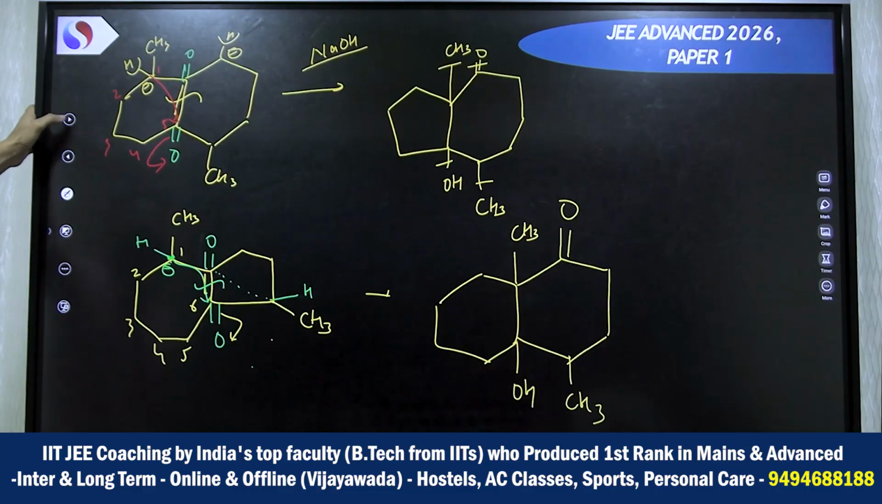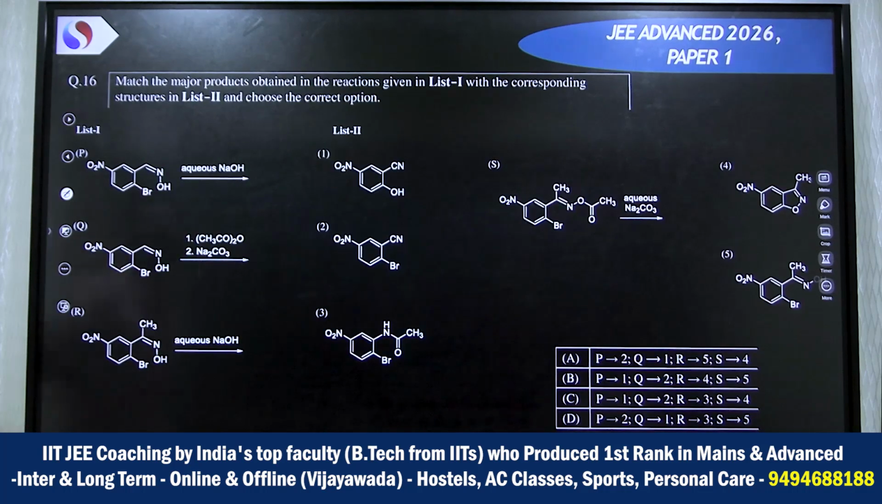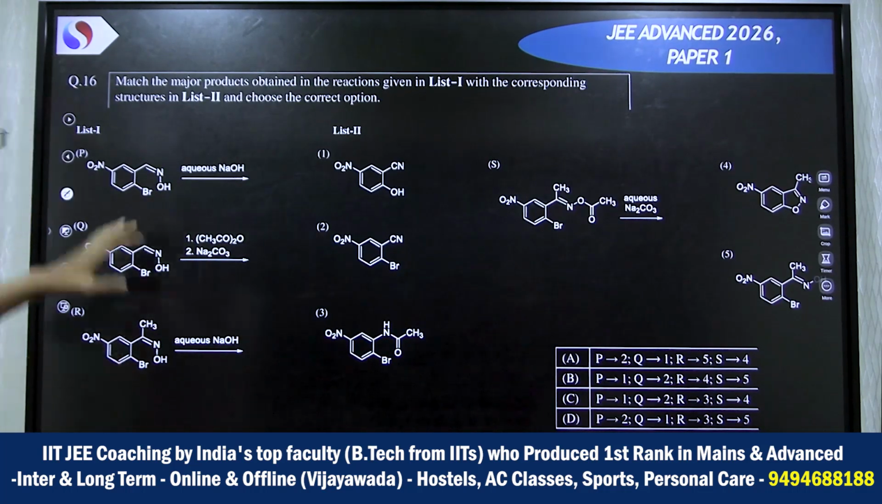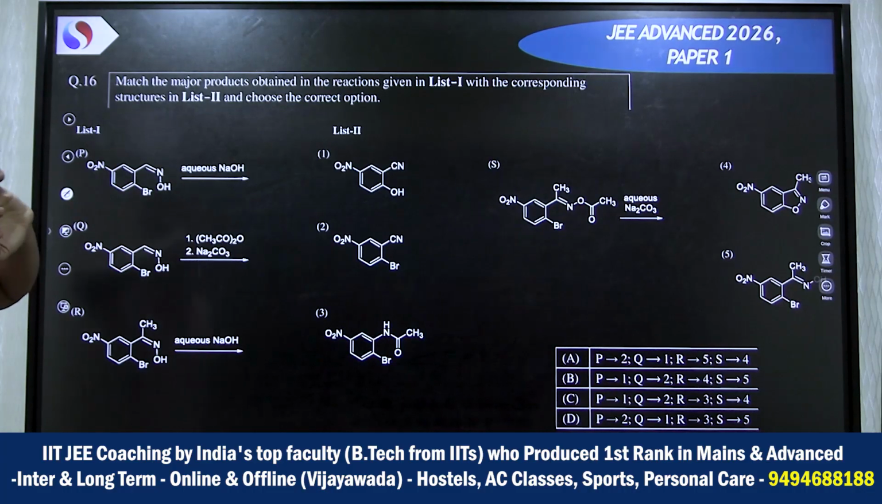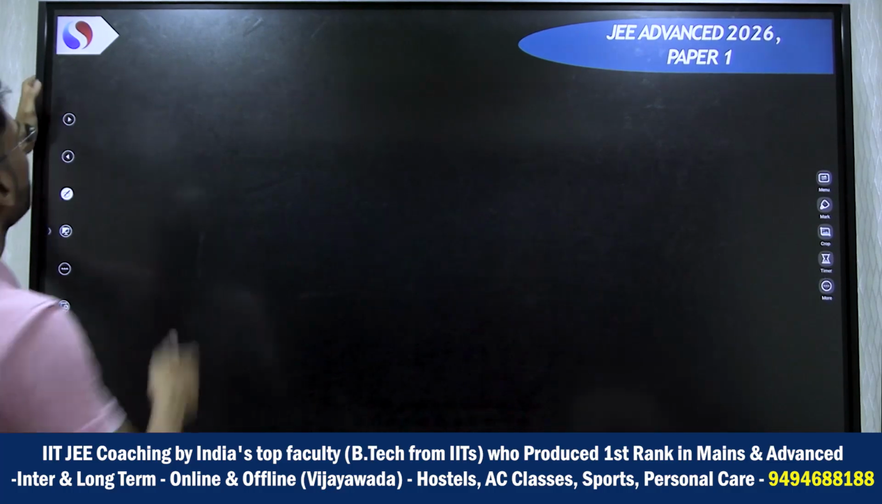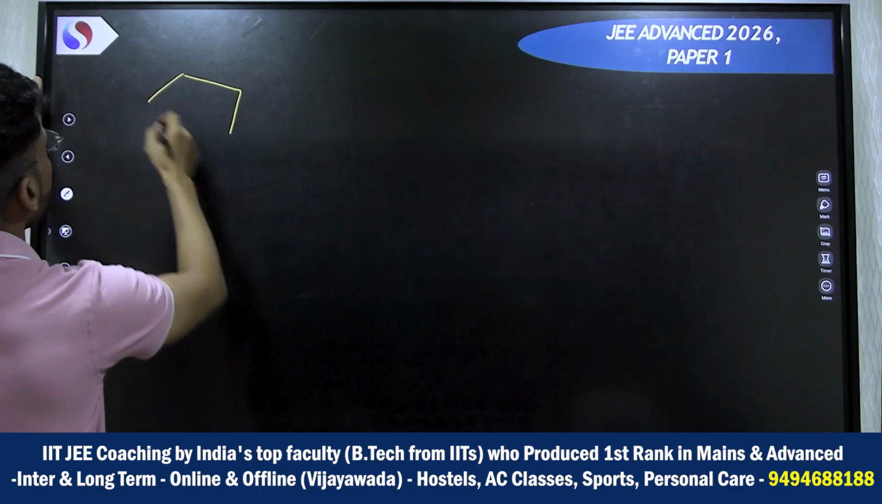Now, let me try to solve this question. I hope you are able to see this. In this case, the first reaction was there, P. So P is there. Let me write down the P: nitro group, benzene, bromine. Okay. So here it is.